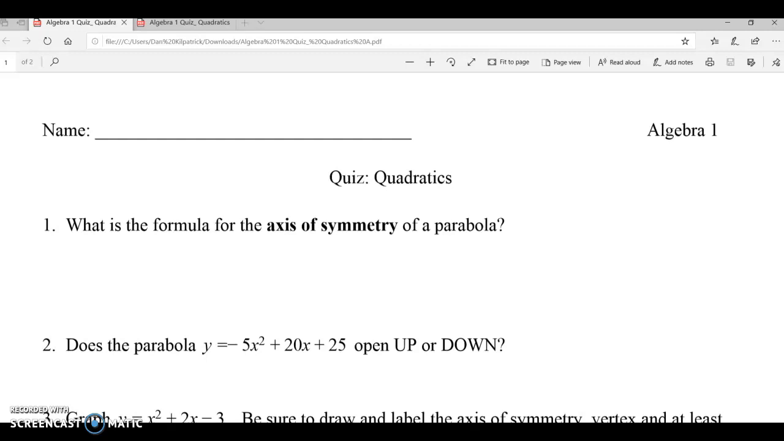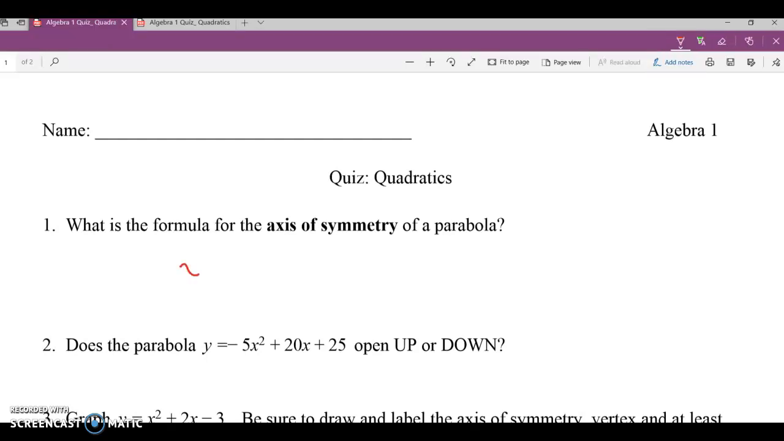First, our formula for the axis of symmetry is x equals negative b over 2a, where a is the coefficient of x squared and b is the coefficient of just x. So in our next question, does this parabola y equals negative 5x squared plus 20x plus 25 open up or down? Well, whatever a is tells us that. If a is positive, it opens up. If a is negative, it opens down. So this one is going to open down.